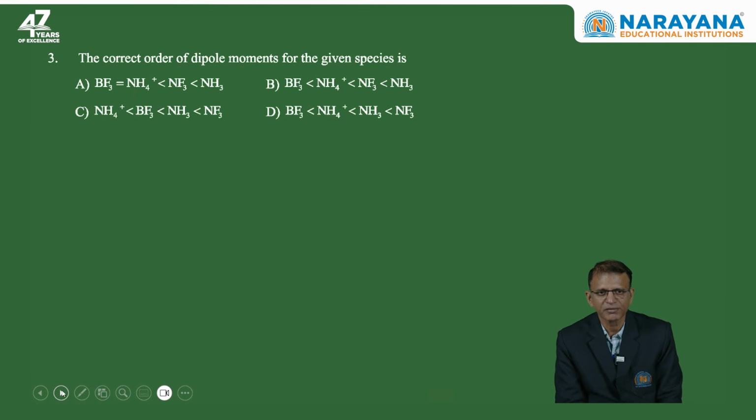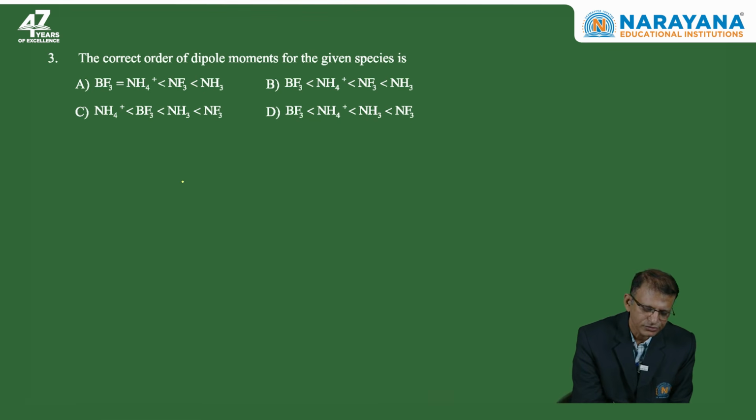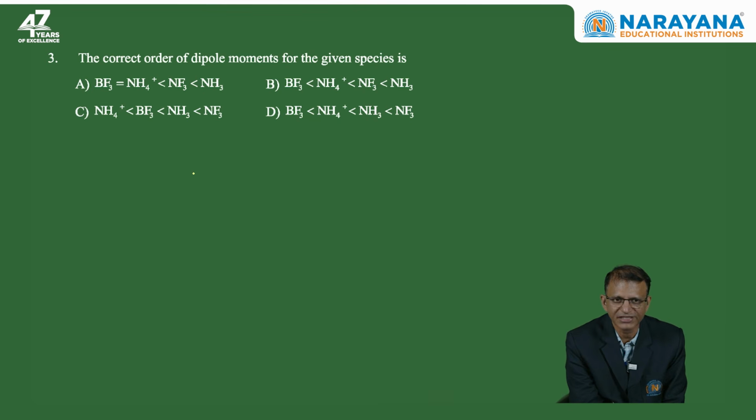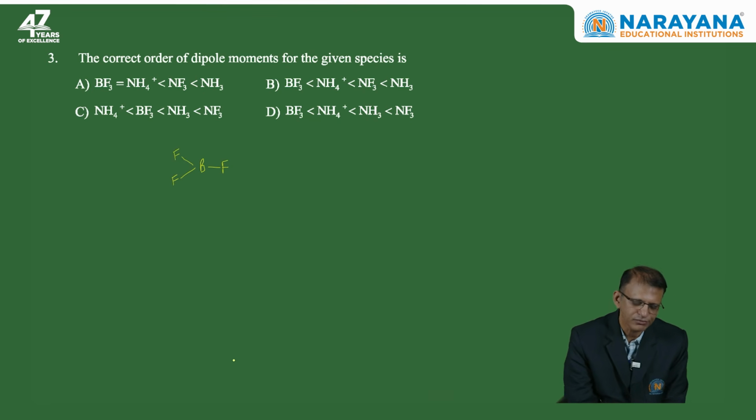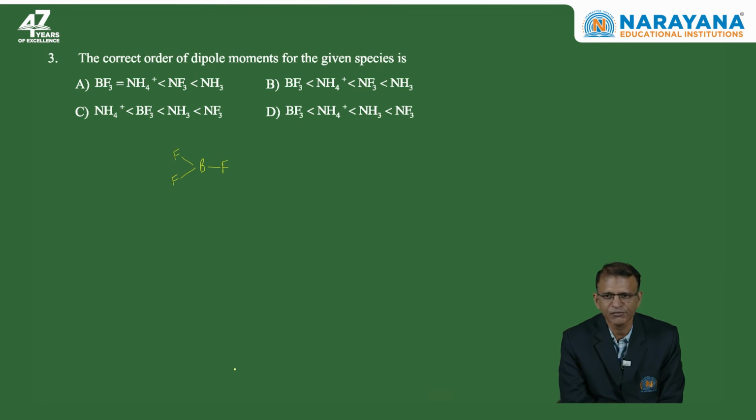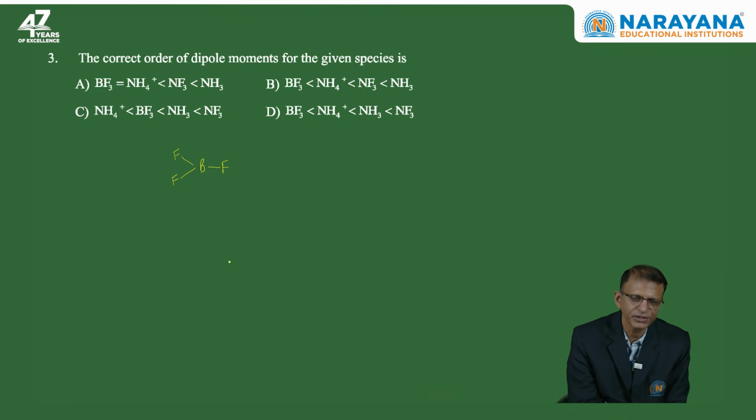The third problem is from chemical bonding, and it's a very simple problem. They are asking about dipole moment. The chemical species are BF3, NH4 plus, NF3 and NH3. For BF3, if we discuss the central atom, the hybridization of the central atom is sp2. So the fluorine atoms will be attached to this boron atom at an angle of 120 degrees. There is no lone pair over here.